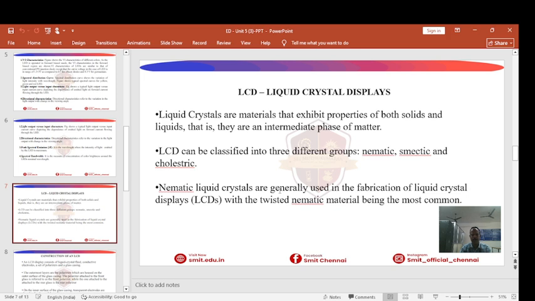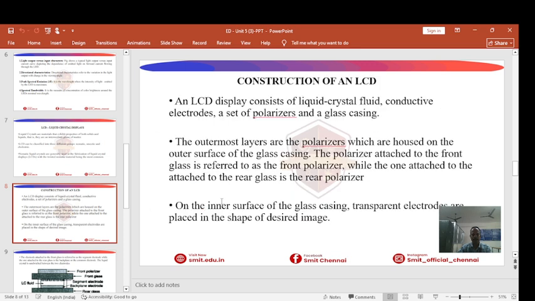The PPT classifies liquid crystals into three types: nematic, smectic, and cholesteric. Among these, the TN, called twisted nematic liquid crystals, are mostly used in LCDs. Coming to the construction of an LCD, the display consists of a front polarizer, a rear polarizer, a front glass plate, a rear glass plate, a transparent electrode, the liquid crystal layer, the segment electrode, and the backplane electrode. These are the primary parts of an LCD.